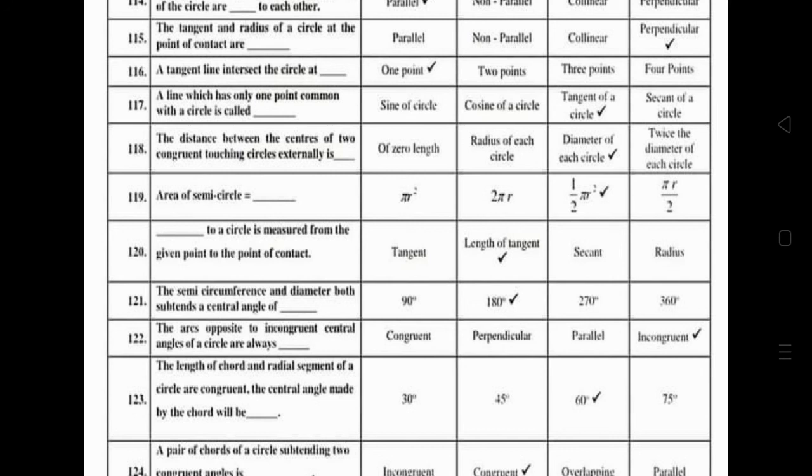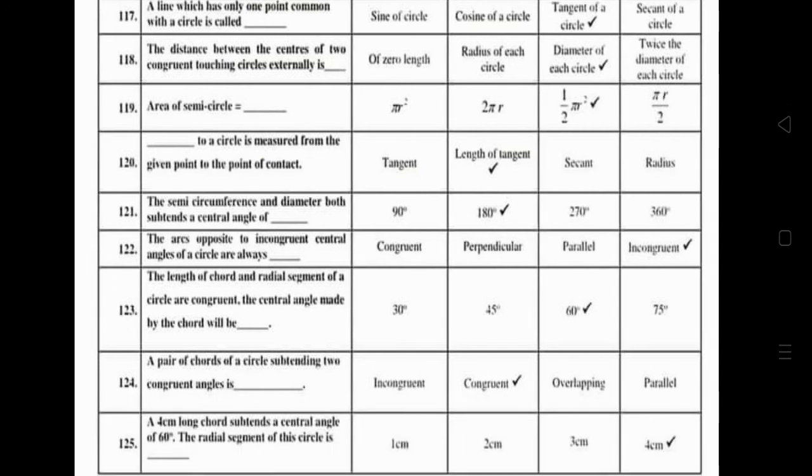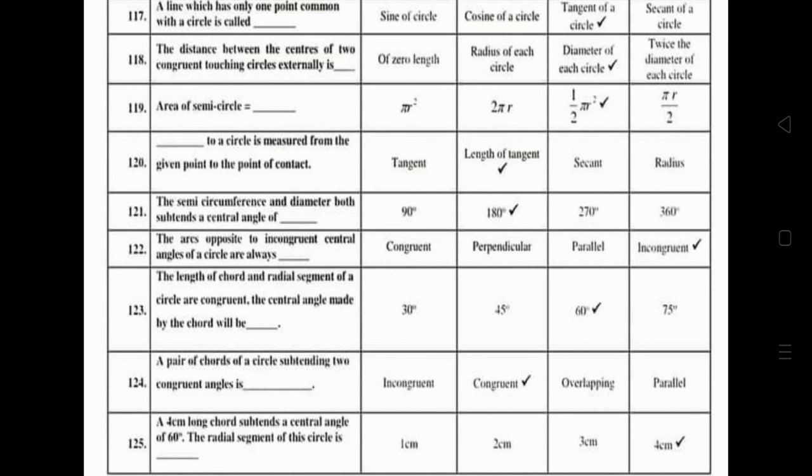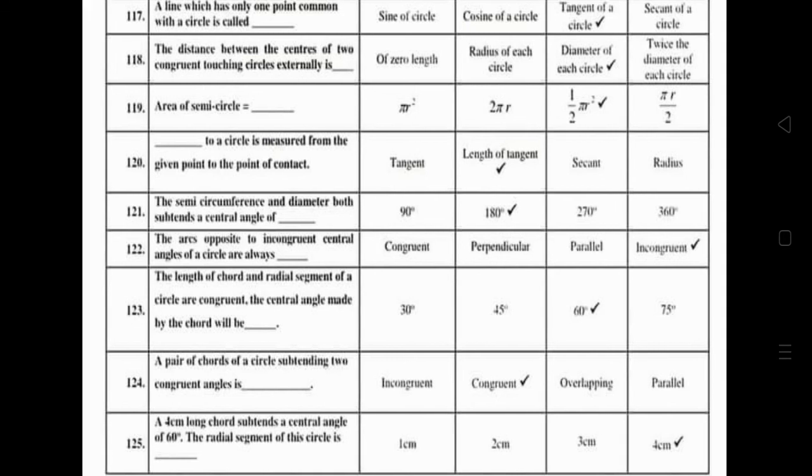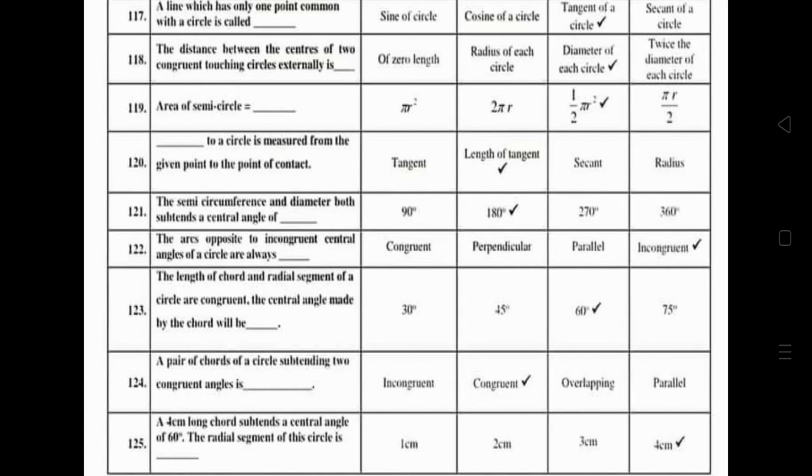The arcs opposite to incongruent central angles of circles are always incongruent. The length of chord and radial segment of a circle are congruent. The central angle made by the chord will be 60. A pair of chords of a circle subtending two congruent angles is congruent. A 4 cm long chord subtends a central angle of 60 degree. The radial segments of the circle is 4 cm.